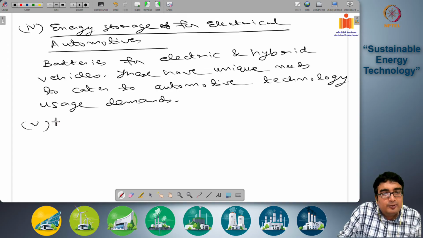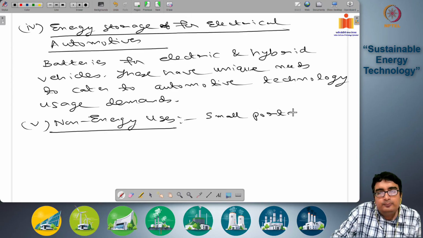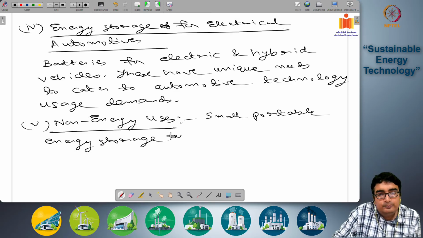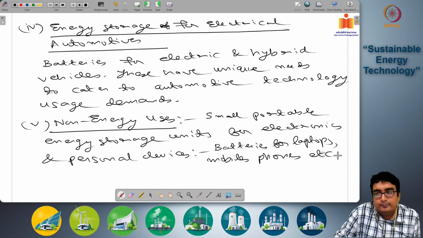Finally, we have non-energy uses. These are like small, portable energy storage units for electronics and personal devices like batteries for laptops, mobile phones, etc. Okay.